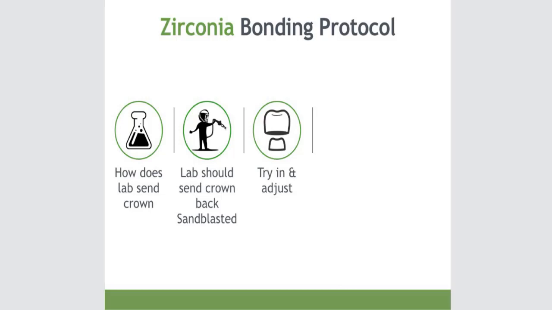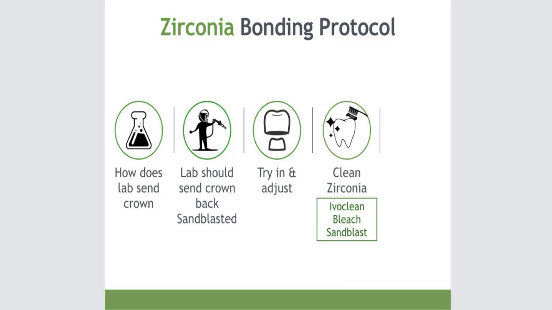Well, what you have to do after you try it in and adjust it, and notice I say adjust it before you cement it, because dual cure resin cements really interfere with the bond itself. So try it in, adjust it, adjust the occlusion, and then go on. But then you have to clean the zirconia, because you've tried it in, you've got the saliva and these proteins and carbohydrates inside all of the surface of the crown. So you have to clean all that out.